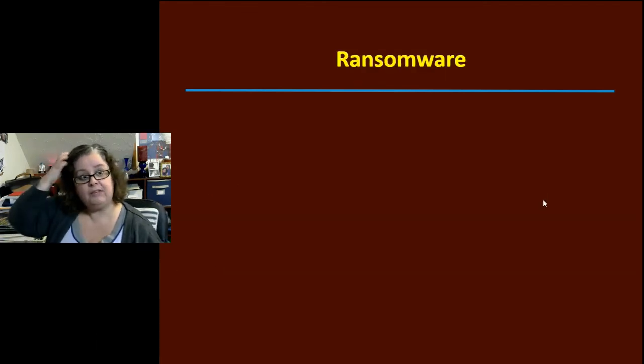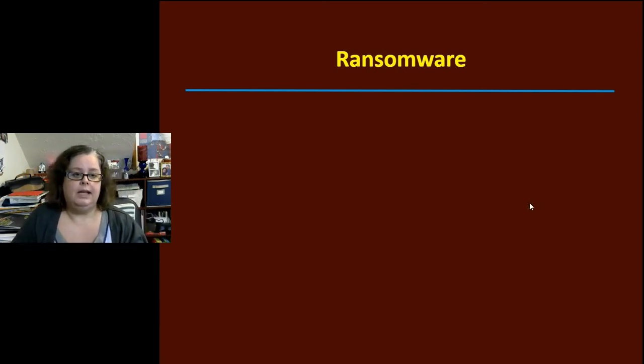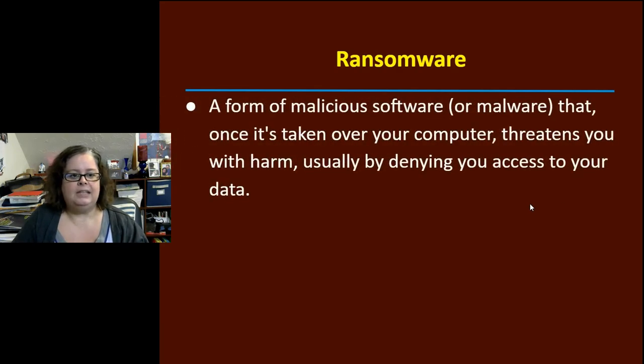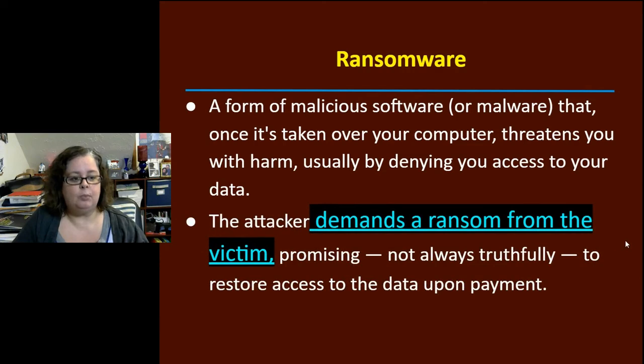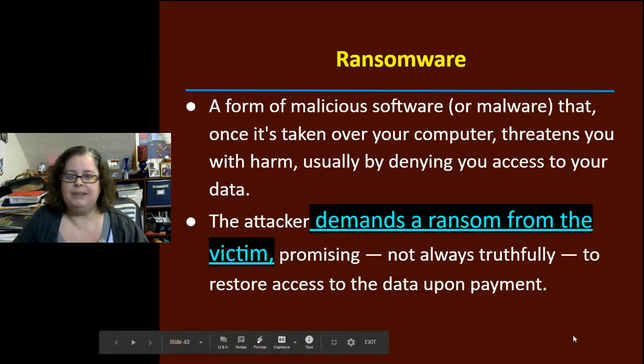Another type of computer virus is something called ransomware. Ransomware is kind of similar to a Trojan virus. It's a form of malware that, once you get it installed on your computer, threatens you with harm to your data. Basically, they're going to kidnap your data and your computer so that you can't use it until you pay them money, almost like a kidnapper would if they stole somebody. The attacker demands a ransom from the victim, promising to restore access to your data when you pay. But they're not always truthful about that, which means they could be lying.